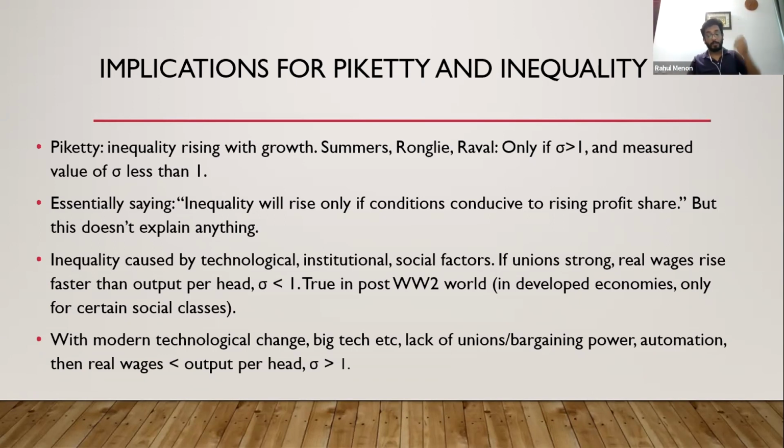Now, the second point is, just because sigma has been measured to be less than one before, doesn't mean it will be the same in the future. If you have a production function that remains the same throughout, then you can say sigma as measured in 1980 will be the same as in 2030. But if sigma is reflecting social changes, then the social world that existed before the 1990s is not the same now.